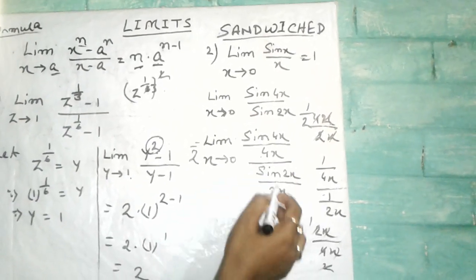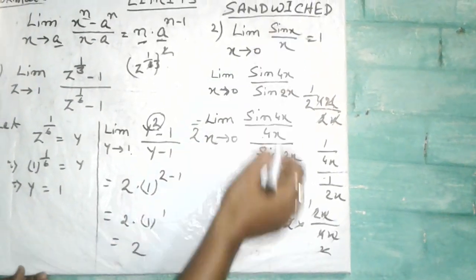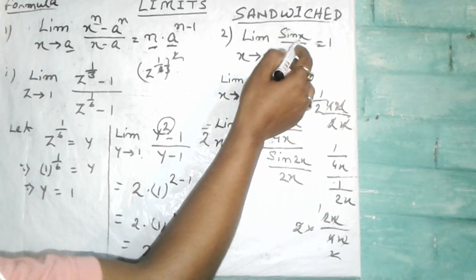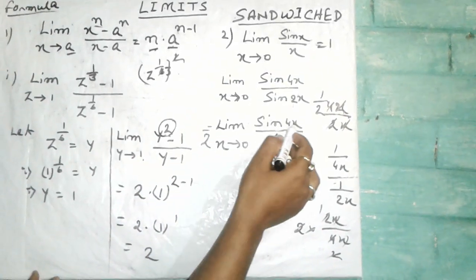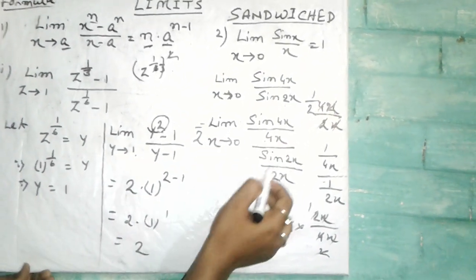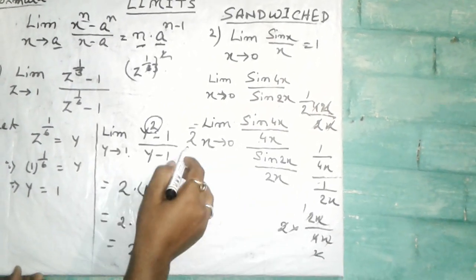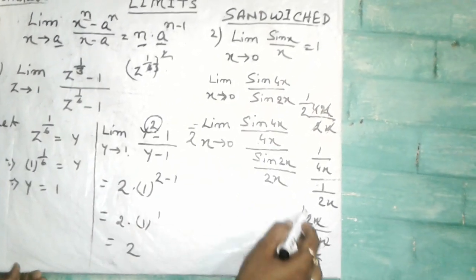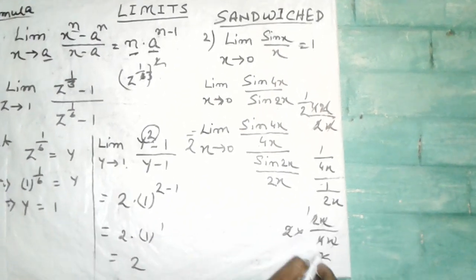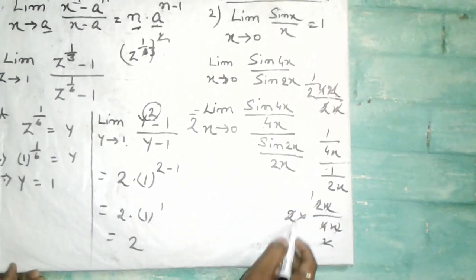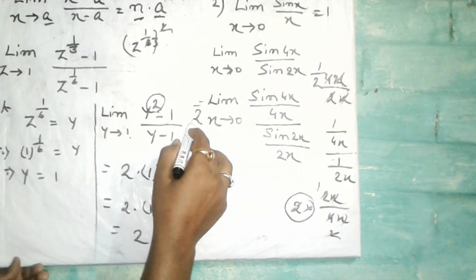That is very important, how to use the formula. Before that we have to convert the expression into this form. Very simple. If here 4x is there, you write 4x, here 2x, you write 2x. Then whatever extra I have got, say here 1 by 2, you multiply with that so that it becomes 1, so that value is 2. So here I wrote 2.